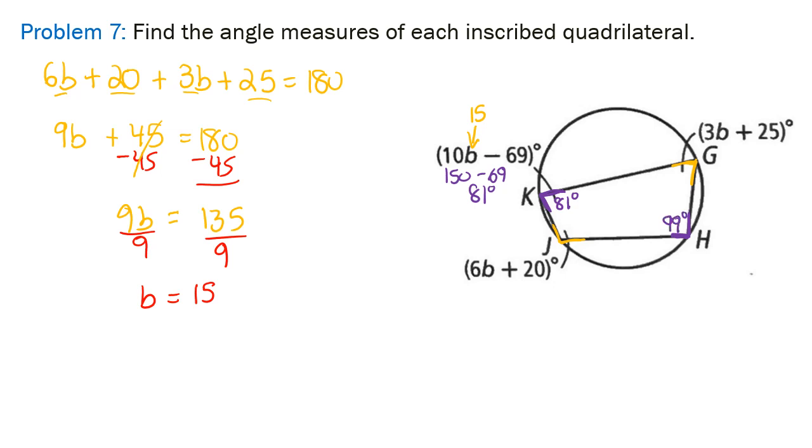We simply do the same thing for angle J. We plug in 15. So 6 times 15 gives us 90 plus 20 is 110 degrees. And its opposite angle, which is G, should be 70, so they add up to 180 degrees. And now you have found all the angles in the inscribed quadrilateral.